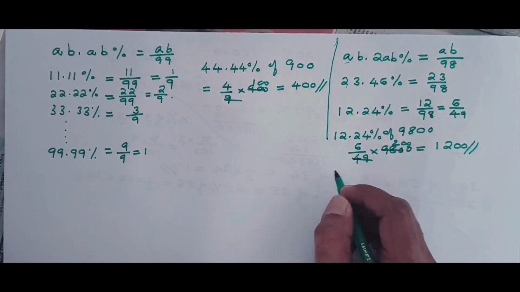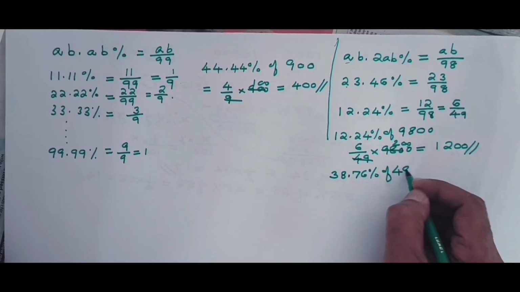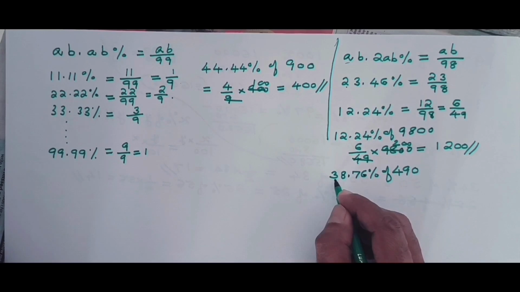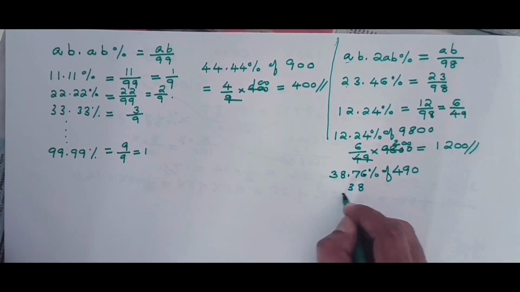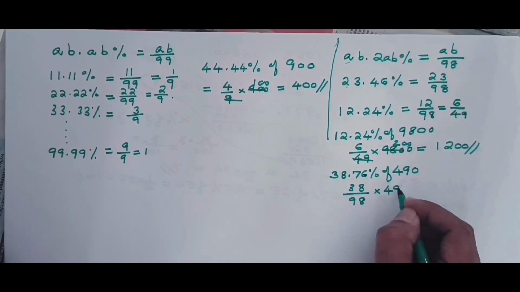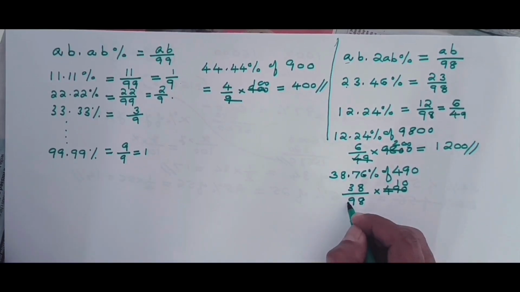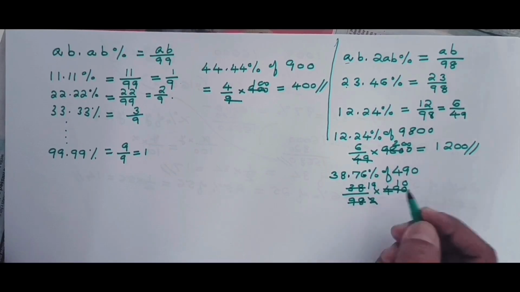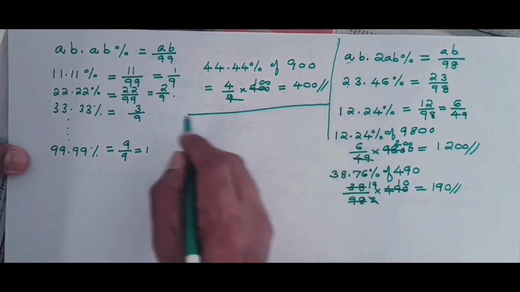Now, how do you find out 38.76% of 490? See, 38.76. 76 is double this. So this will be just 38 divided by 98 of 490. 49 goes 10 times here. Here it goes twice into 19. You will get 190.